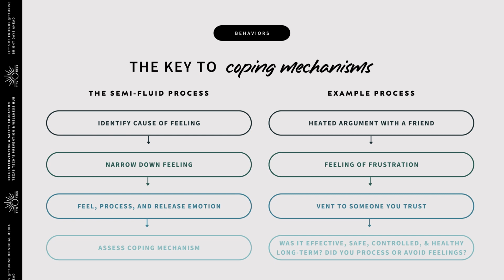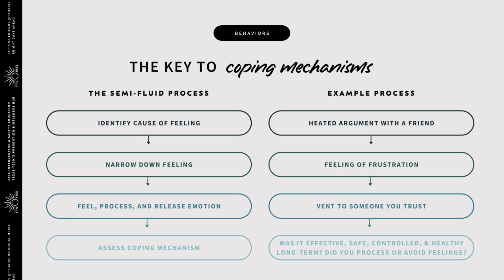So the next piece in understanding our behaviors is talking about coping mechanisms and making sure that we can assess our coping mechanisms for how effective they are to helping us and how healthy they are. So what you need to do first is think about an example of a coping mechanism. We have one here on the screen. The first thing you want to do is identify the cause of what you're feeling. So in our example, you had a heated argument with a friend.